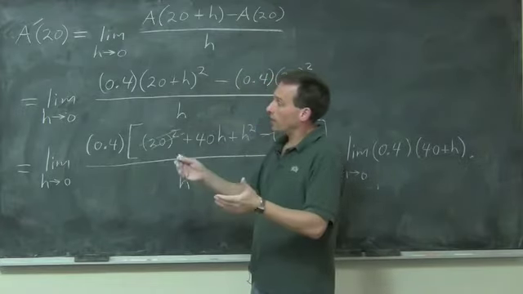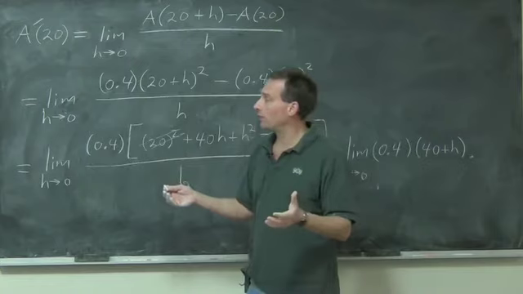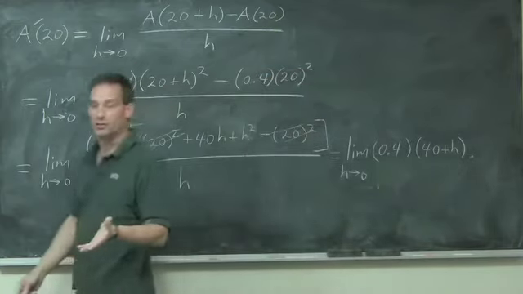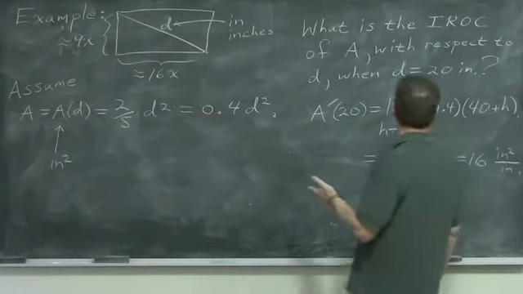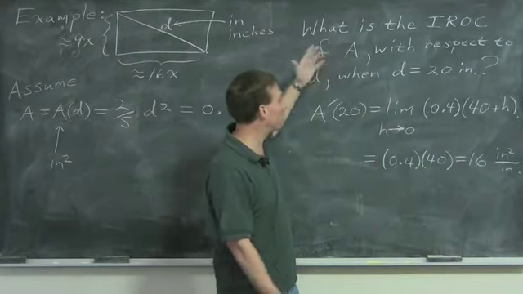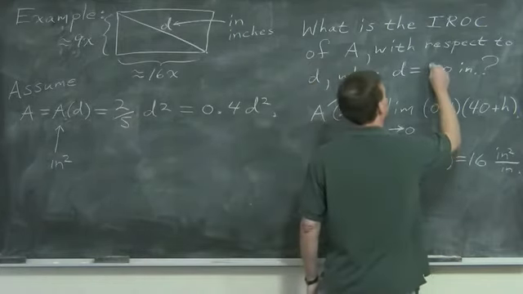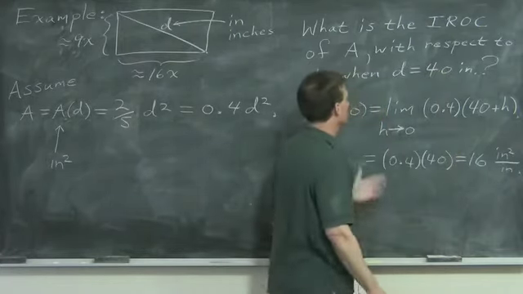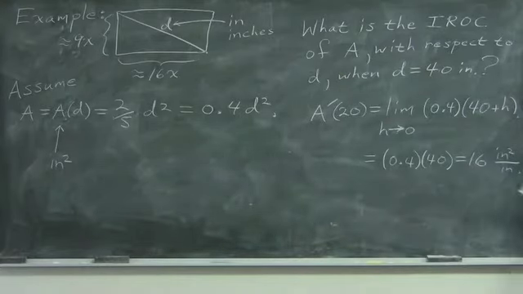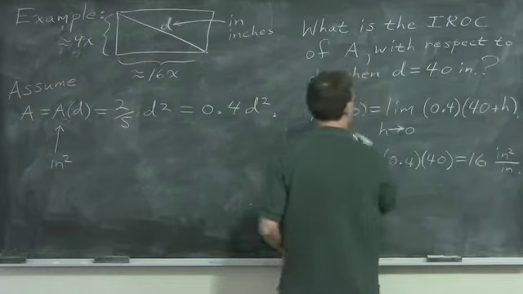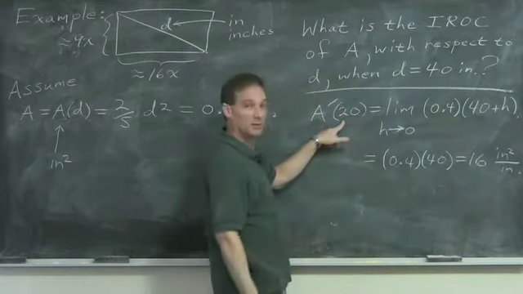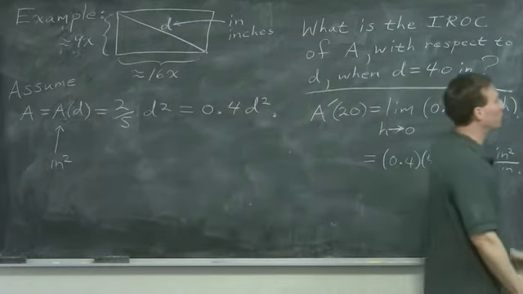All right, let's calculate the instantaneous rate of change of A for D equals something else, like 40 inches. What is the instantaneous rate of change of A with respect to D when D is 40 inches? Well, what would change? This is when D is 20. What is it when D is 40?